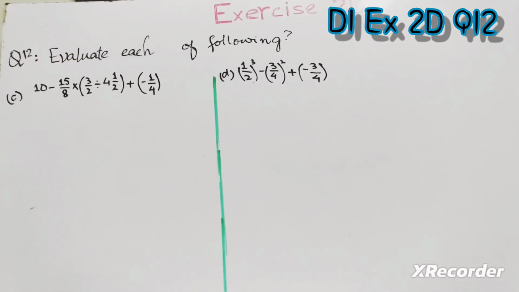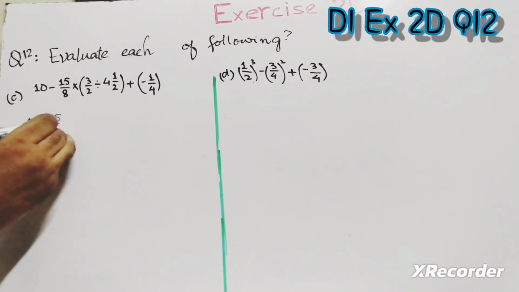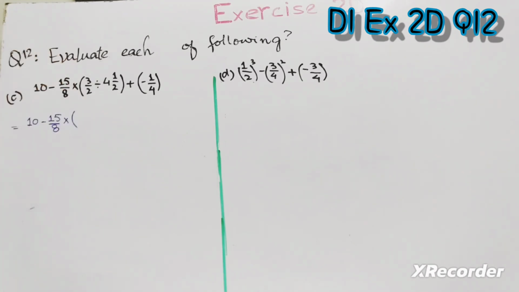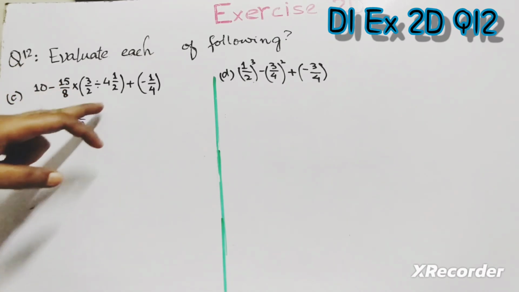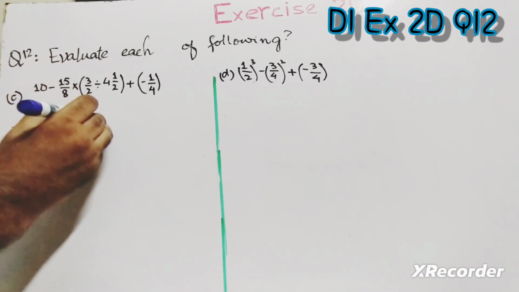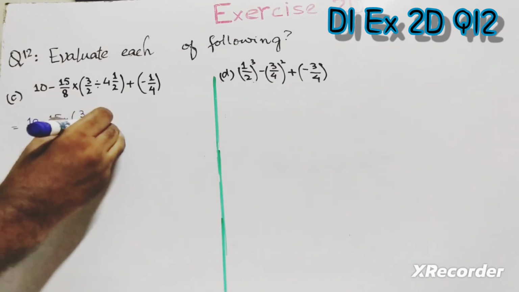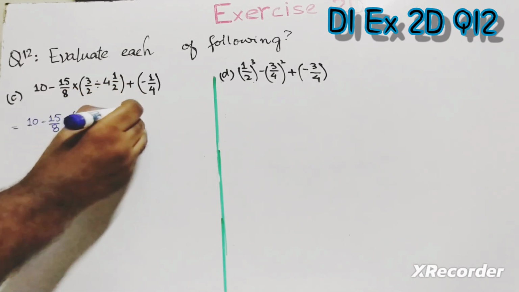Now moving forward to part C. Let's start. 10 less 15 upon 8 multiply with. We have to solve this bracket first of all. 3 upon 2. 4 times 2 is 8 plus 1 is 9 upon 2. But there is a divide sign. When we convert this divide sign to multiply, we can write it as 2 upon 9 plus minus 1 upon 4.